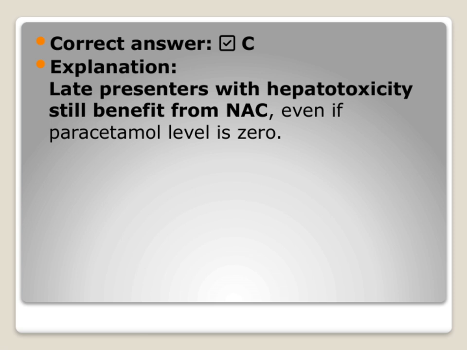So always remember, if a patient presents late with liver damage, don't withhold NAC. It can still make a significant difference in their recovery. This ties into our overall theme of early and continued intervention being vital in managing paracetamol poisoning effectively.